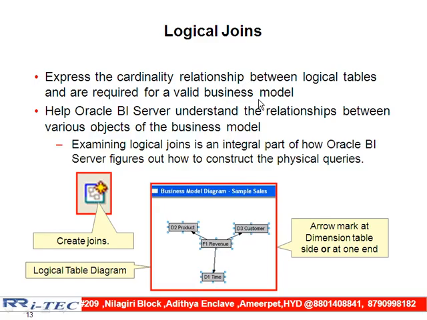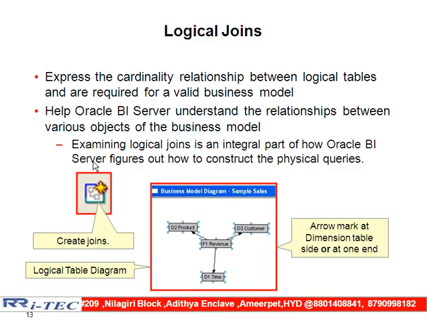Without this logical join also it's no problem. Error. Next, what, sir? Help the Oracle BI Server understand the relationship between various objects of the business model. Examining the logical joins is an integral part of how the Oracle BI Server figures out how to construct the physical queries. So if you want to create a physical query, what is required, sir? A logical query is required. Without a logical query, my Oracle BI Server is not able to create the queries. That's the reason I said the fifth point.